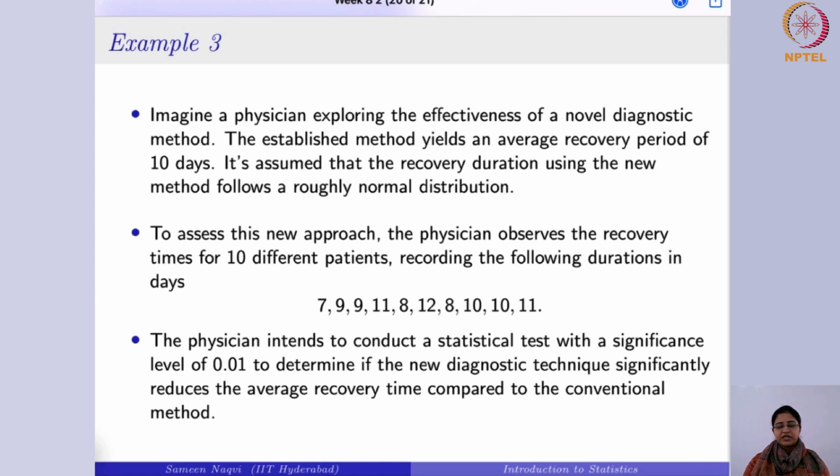Obviously this is just for 10 patients. Likewise, you can have a bigger data set, and from there for those values you can calculate the sample mean, you can calculate the standard deviation. Once you have calculated those values, then you can come back again and use this method to solve the testing problem.